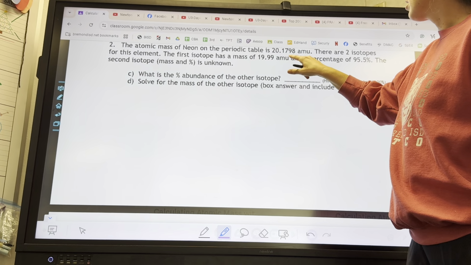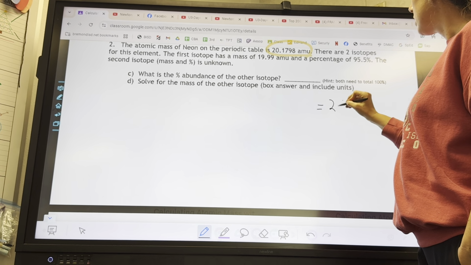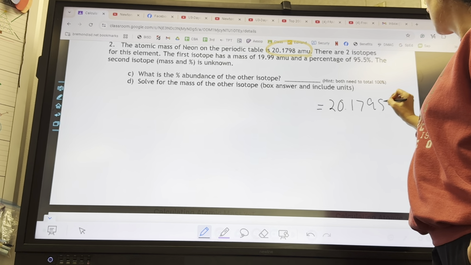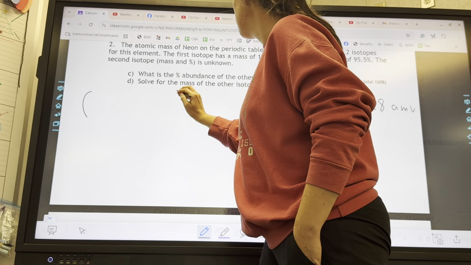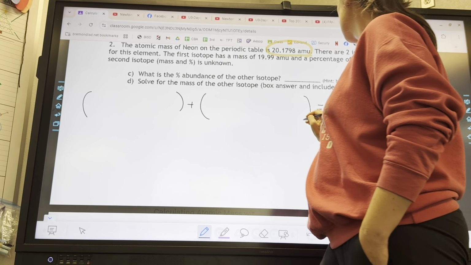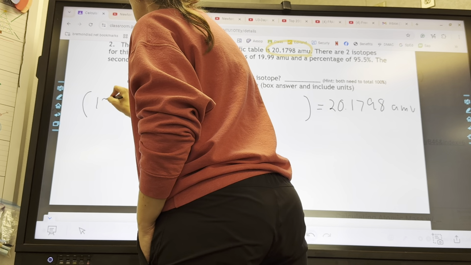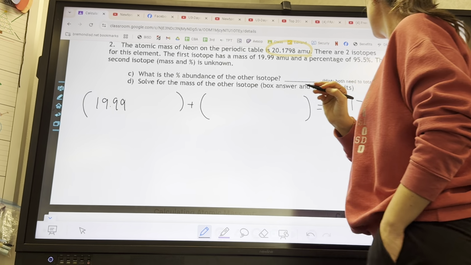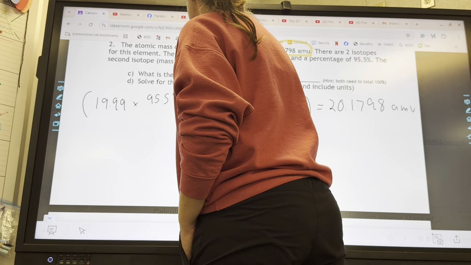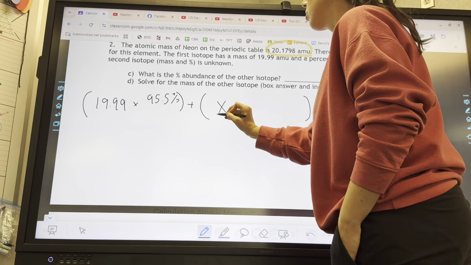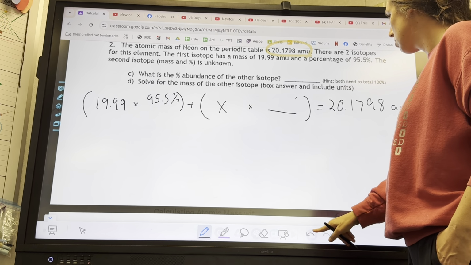The atomic mass of neon on the periodic table is this. That means that that's the end, 20.1798 atomic mass units. Okay. There are 2 isotopes. That means I have 2 big brackets. The first isotope has a mass of 19.99 and a percentage of times 95.5%. We don't know the second one times. We need to figure out what the percent is.